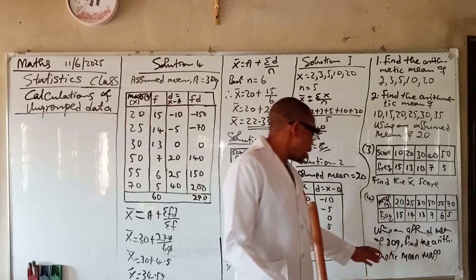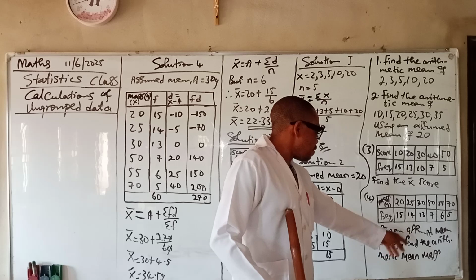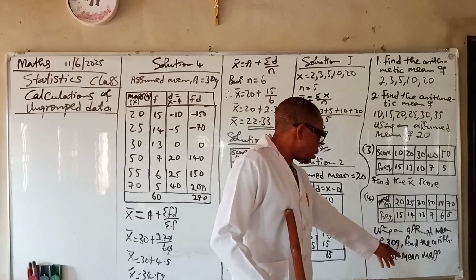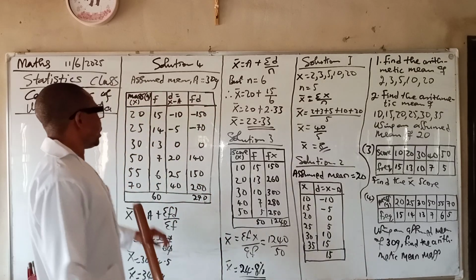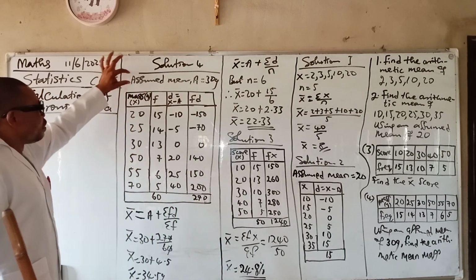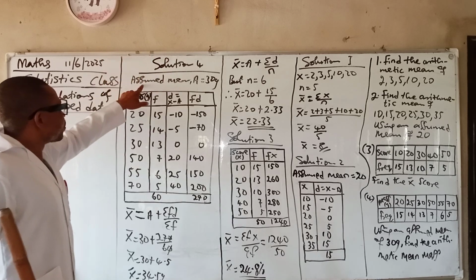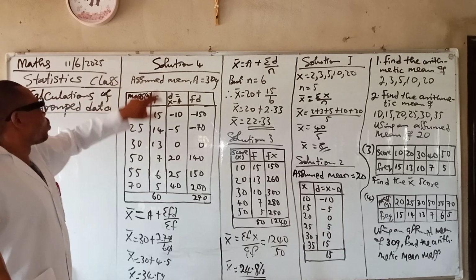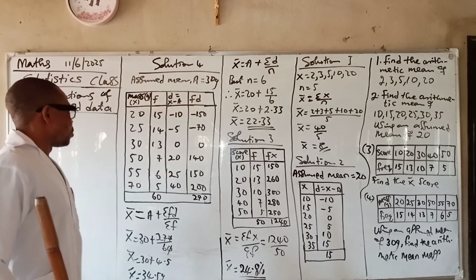Then the question says that we should do it using an assumed mean of 30 grams. Find the arithmetic mean mass. So see the table we are going to use. Arrangement of the table. First of all, we wrote, according to your notes, we have assumed mean A equals 30 grams.